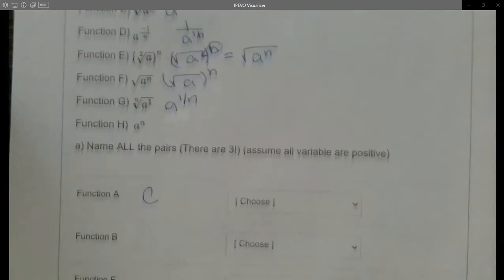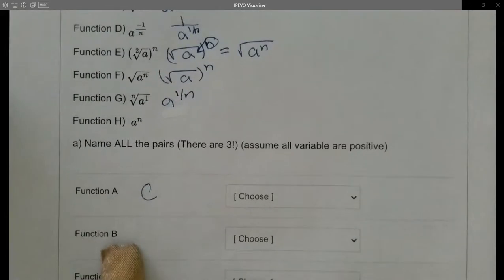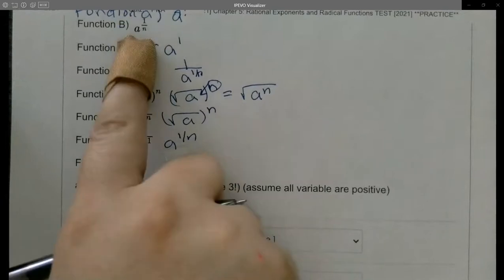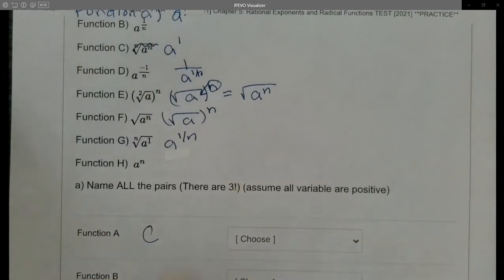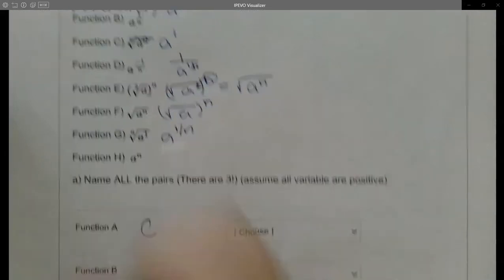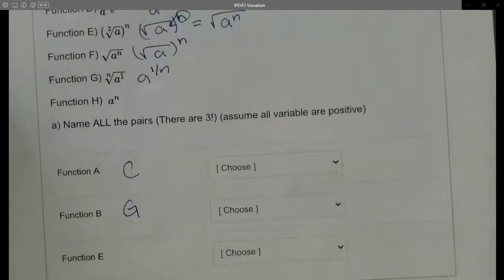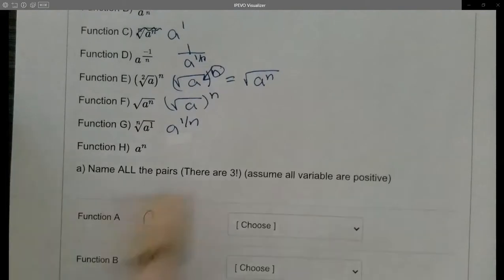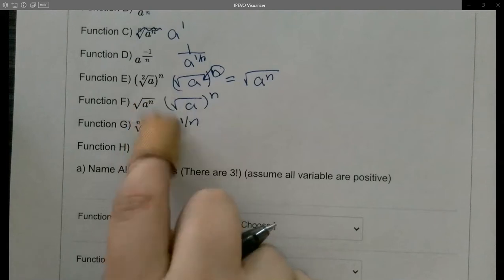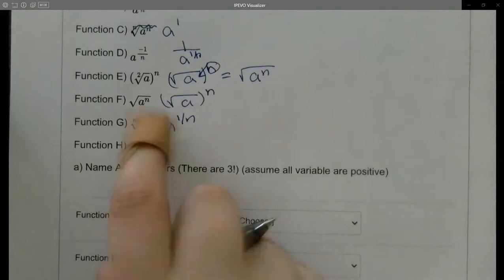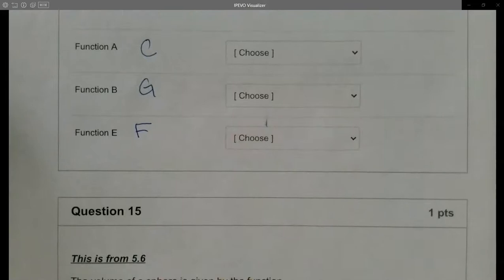So, I want to next compare b and see which one is also like b. B was a to the 1 over n, which we got for G. So G is my matching pair. E is the square root of a to the nth power, which I got to match up with F. So those are my matching expressions.